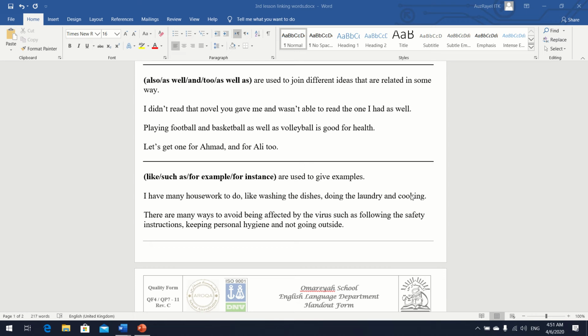The third example is, let's get one for Ahmed and for Ali too. So too here came at the end, and we have the linking word and. So and joined Ahmed and Ali, and too gave the idea of getting something for Ali as well. Okay, so too comes at the end, while and comes between the two things that you want to join together.